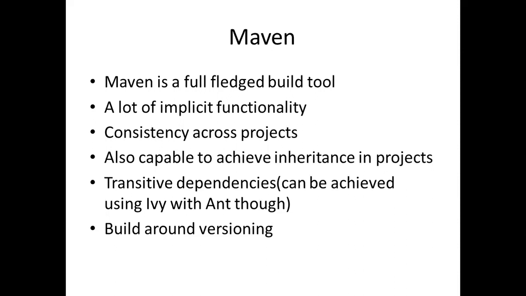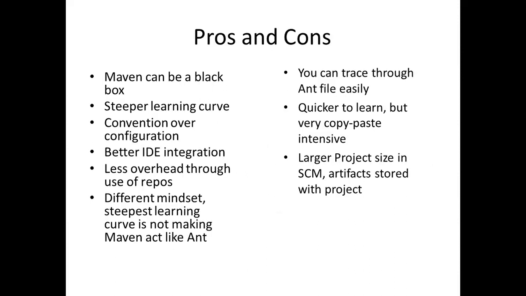And all those transitive dependencies you can achieve here. But anyway, in Ant also it was later achievable using Ivy scripting, which was introduced later. But again, build versioning and all these things clearly made Maven the winner in the build section.